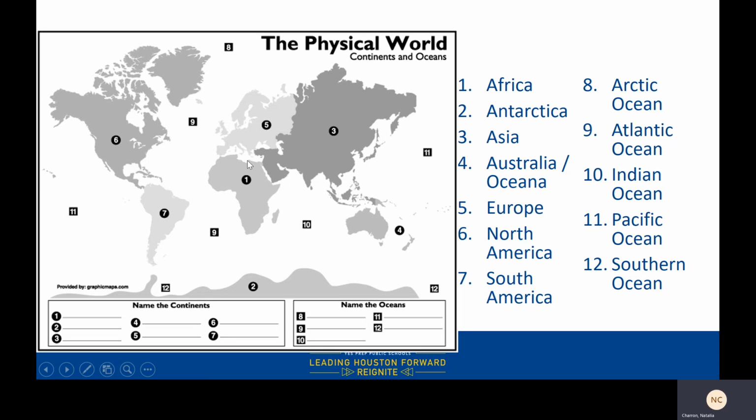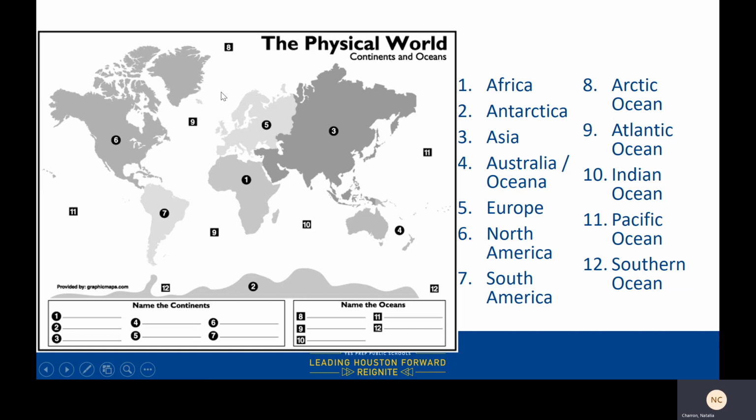We've got Africa, we have Antarctica, we have Asia, Oceania. Sometimes this is called Australia, sometimes it's called Oceania. There's 5. 5 is Europe, 6 over here is North America, and 7 over here is South America.